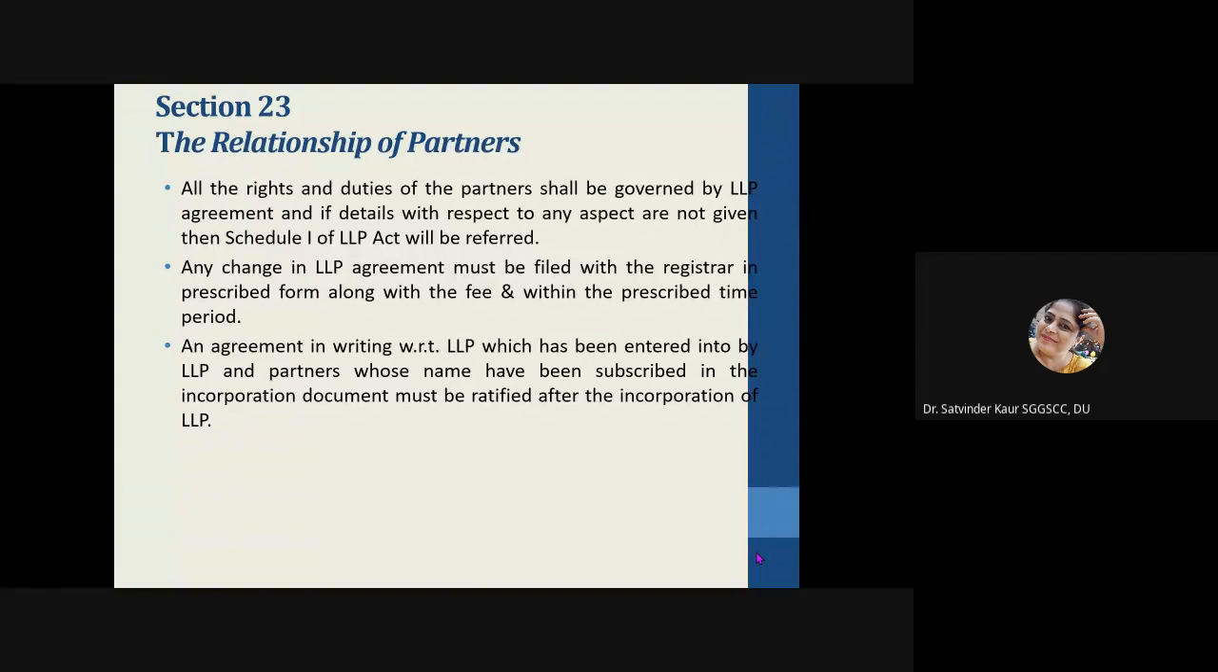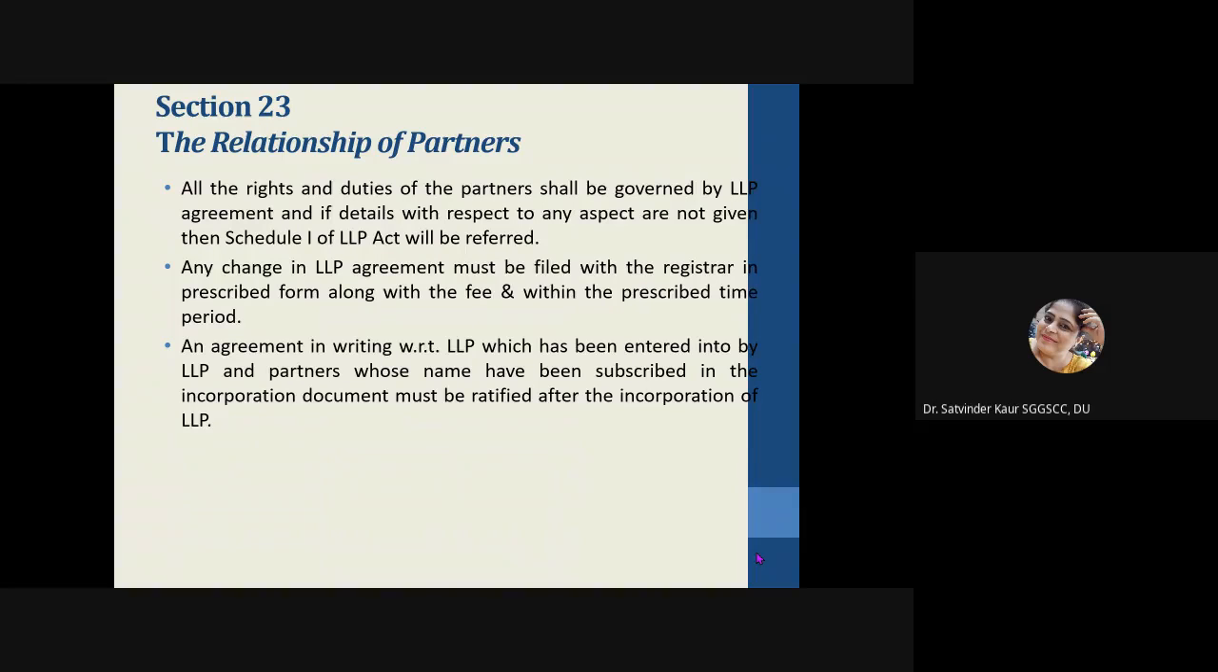So in this case, when we talk about the relationship, all the rights, liabilities and duties of the partners shall be as per the LLP agreement, और अगर LLP agreement silent होता है तो शेड्यूल 1 की डिटेल्स उसके अंदर अप्लाई होंगी. उसके बाद अगर कोई ऐसी सिचुएशंस हैं जिसमें इनकॉर्पोरेशन डॉक्यूमेंट में कुछ डिटेल्स मिसिंग हैं, और इन दैट पर्टिकुलर सिचुएशन द इनकॉर्पोरेशन डॉक्यूमेंट मस्ट बी रेटिफाइड आफ्टर द इनकॉर्पोरेशन ऑफ LLP.